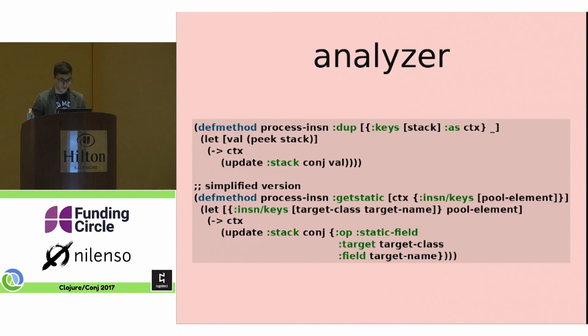So we see for the dup bytecode, we just pick the value off the virtual stack and just update this stack, adding the same value on top of this stack. For the operation getstatic, which maps to a static field access, we retrieve the target class and the target name out of the pool element. And we just generate this MapOp static field, which represents this static field access. And we just push that onto the virtual stack.